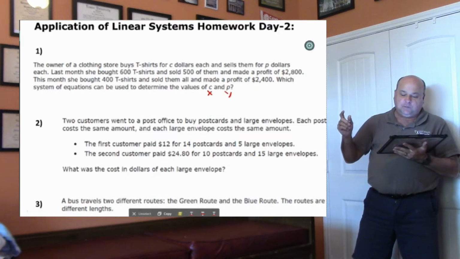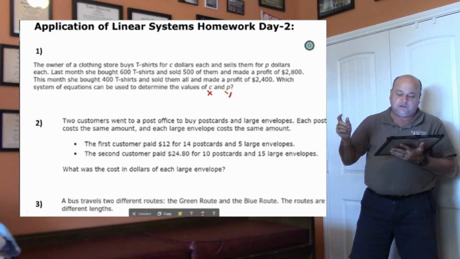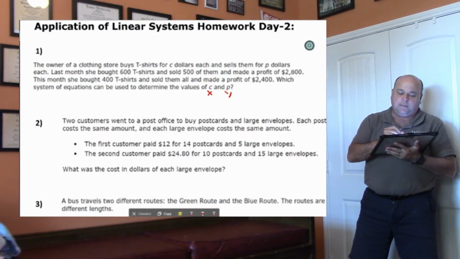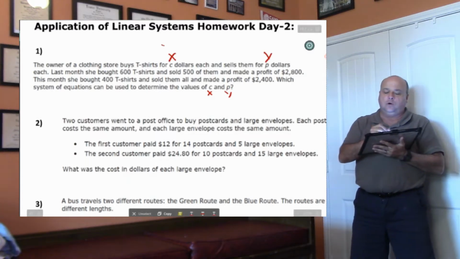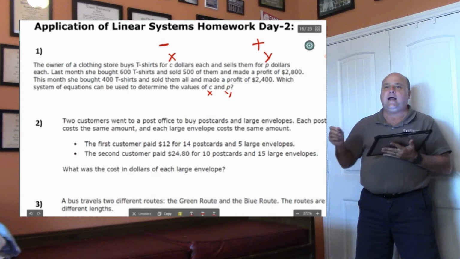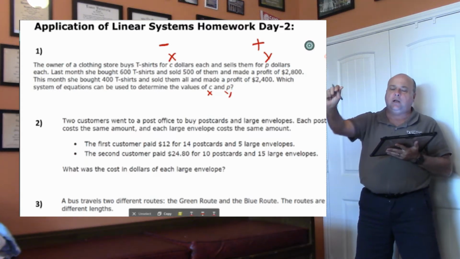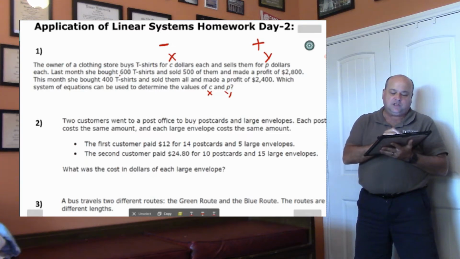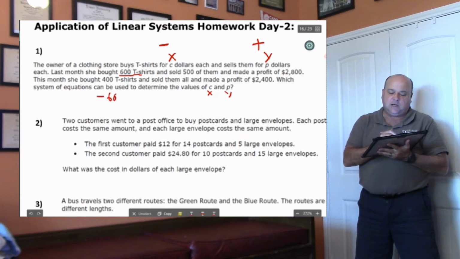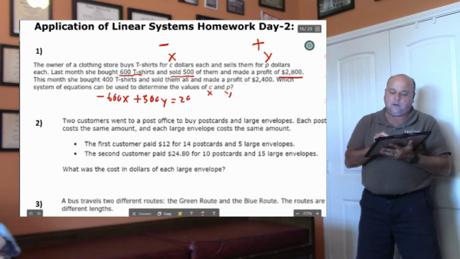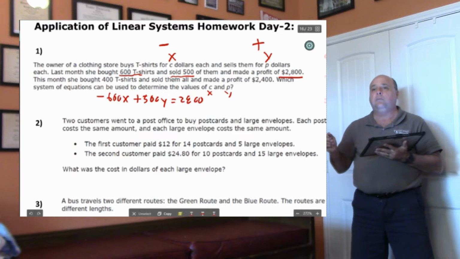Now then, last month she purchased 600, so she buys them for X and she sells them for Y. So when you buy them, you're losing money, and when you sell them, you're adding money. Okay? So when you buy the shirts, you're going to pay, and when you sell them, you're going to make your money. So last month she bought 600 T-shirts, so that's going to be negative 600X, and she sold 500 plus 500Y, and she made a profit of $2,800.